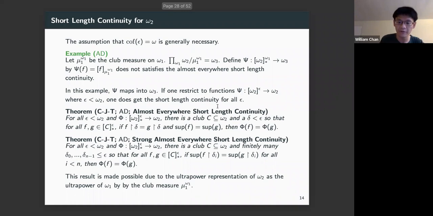So for functions from omega to the epsilon into omega 2, you get this short length continuity where it depends on a fixed initial segment and the sup. And you even get this even stronger form where it depends on only the sup behavior at finitely many points. And this is kind of unique to omega 2 under AD, and it's made possible by the fact that omega 2 has an ultrapower representation as the ultrapower of omega 1 by the club measure on omega 1.